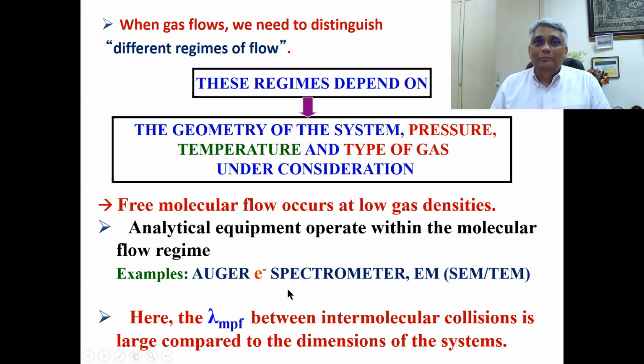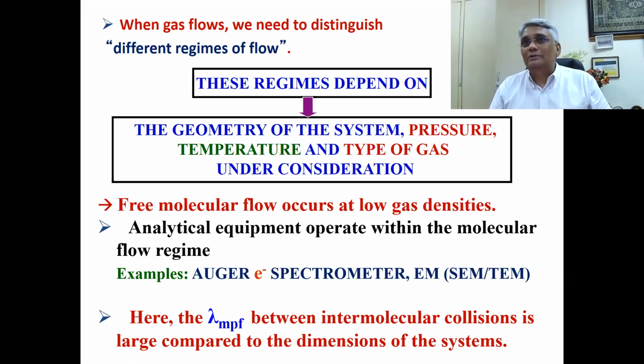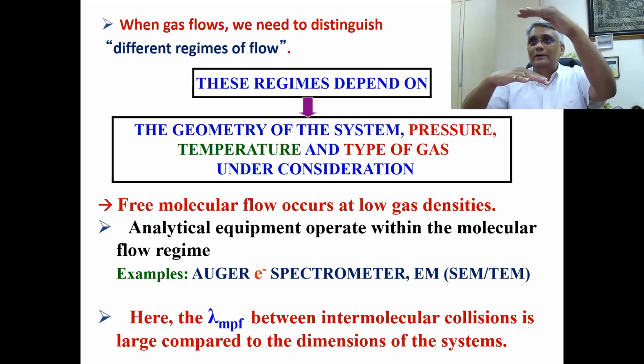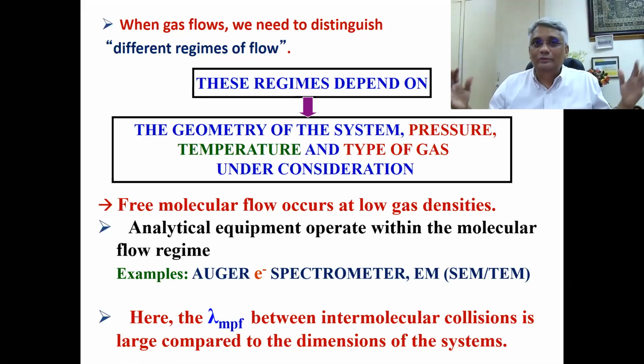Here the mean free path, lambda, between different particles is much larger compared to the dimension of the system, right? So this is important. From the point where the evaporation happens in a thin film unit to the substrate, if the mean free path is equal to this distance or larger, then the purpose is served.